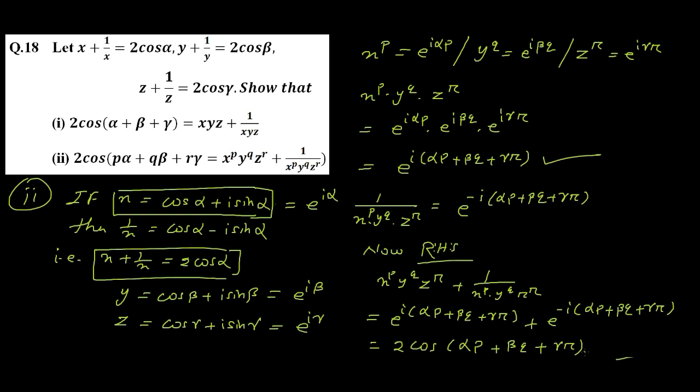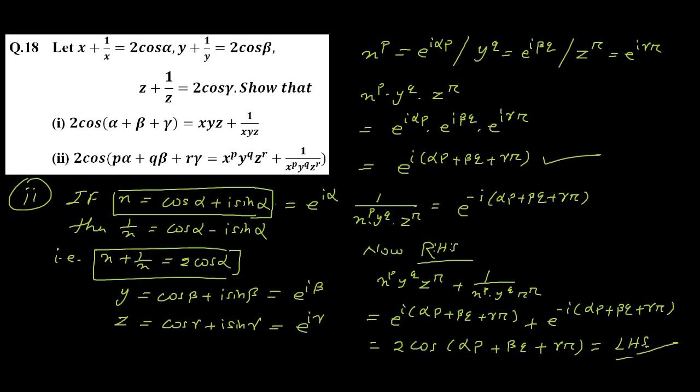If you are still confused how it became that, e to the power iota (alpha p plus beta q plus gamma r), you open it in the cos theta plus iota sin theta format, and this will become cos theta minus iota sin theta format, and this iota sin theta and minus iota sin theta will get cancelled. What is theta? Theta is alpha p plus beta q plus gamma r. So it will get cancelled and you will get this 2 cos (alpha p plus beta q plus r gamma). This is your LHS of the question.